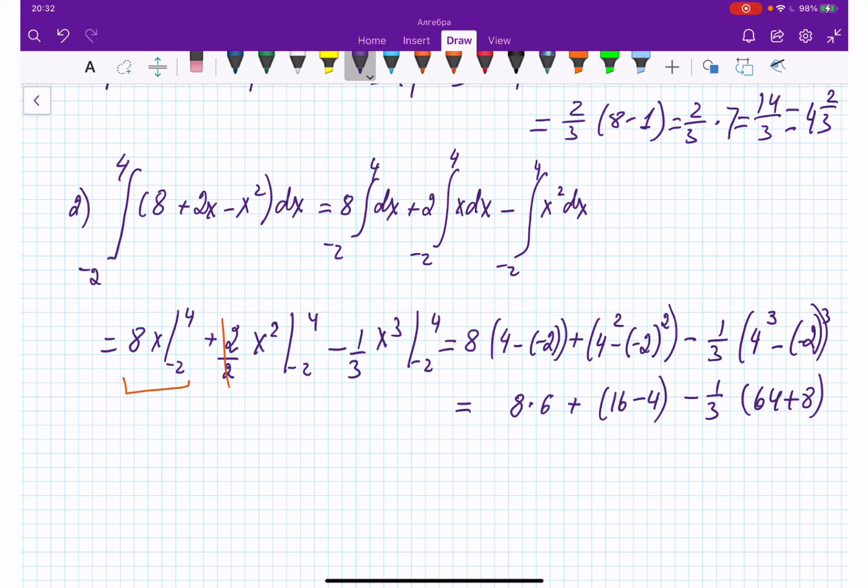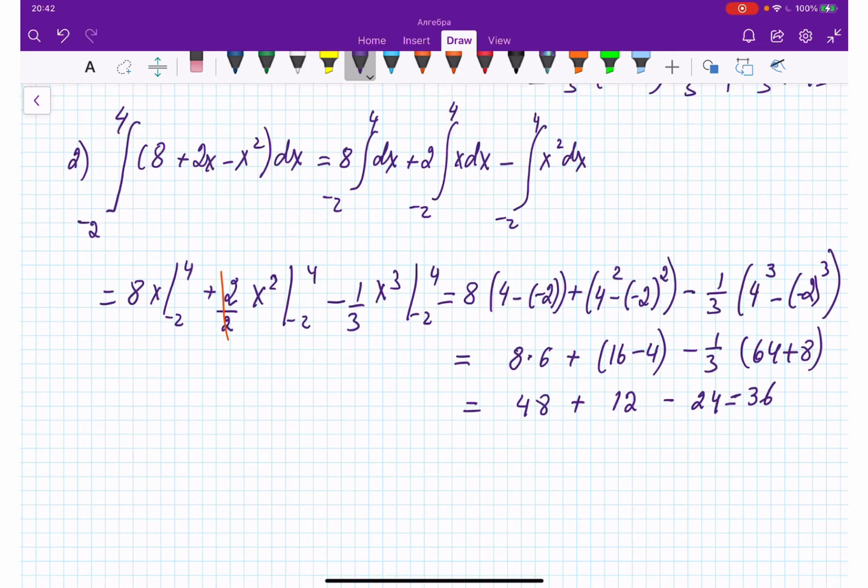Put parentheses, hold on. One second, parentheses and another parenthesis. And we have 48 plus 12 minus 24, and this is equal to 36.